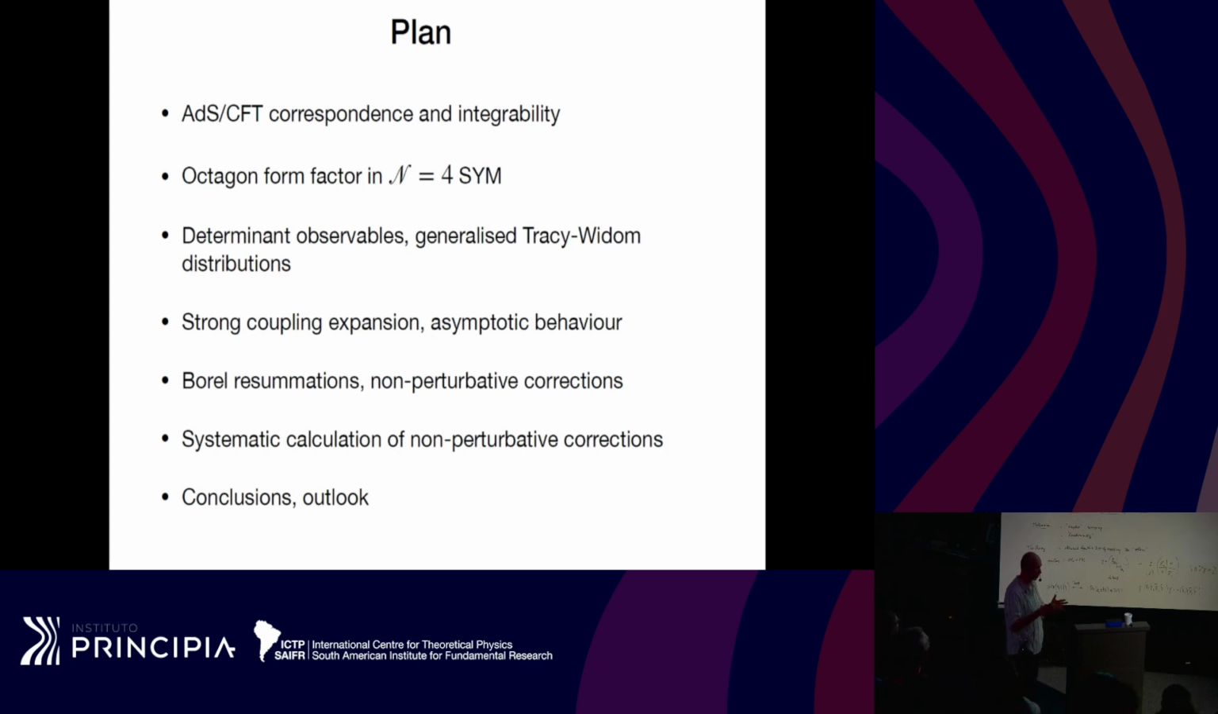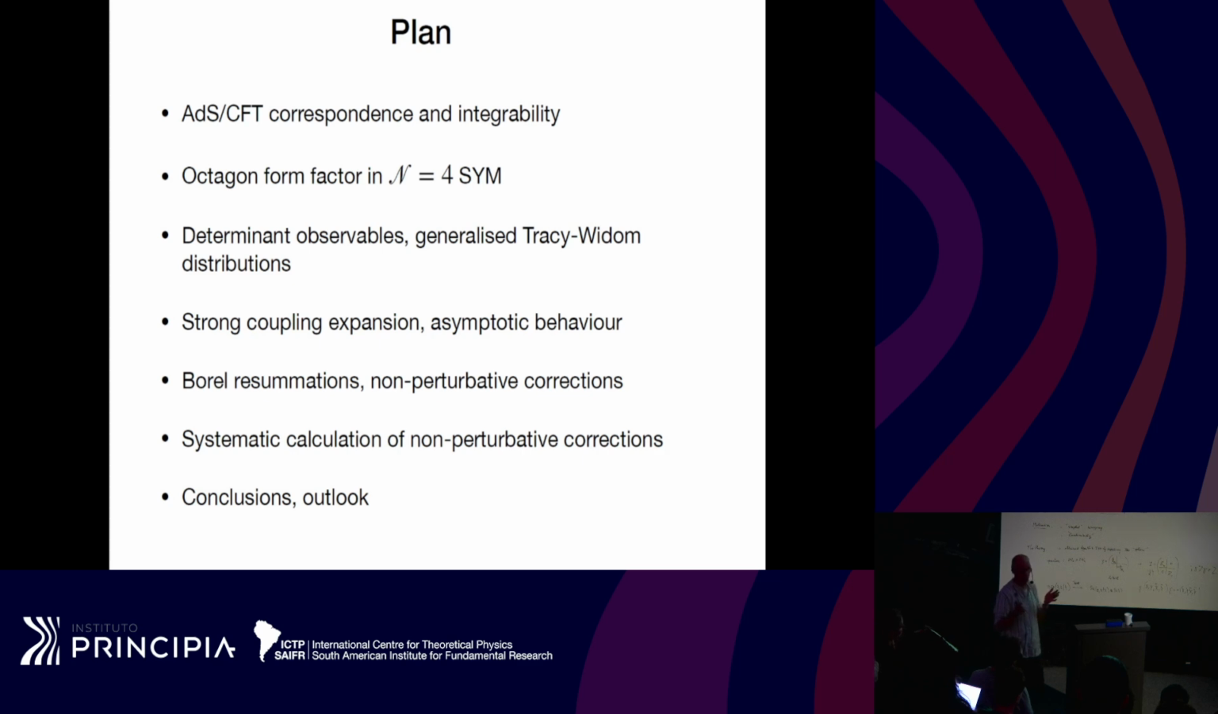Then I will turn to the octagon form factor that Didina already introduced. But I would like to show you that there are many other observables in N=4 and N=2 super Yang-Mills theories which can be written in the same infinite determinant form. We will develop a machinery which works for all of these determinants at the same time. These determinants are generalizations of the Tracy-Widom distributions. I would like to make a strong coupling expansion; we will calculate many, many terms, and we will see this factorial growth.